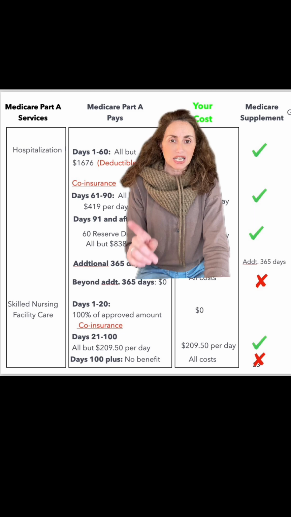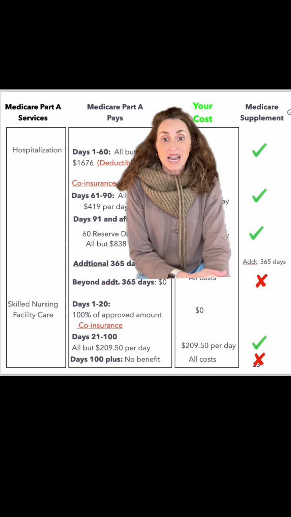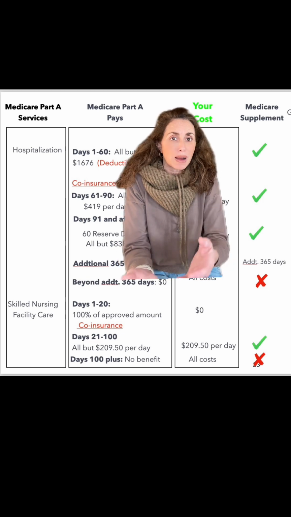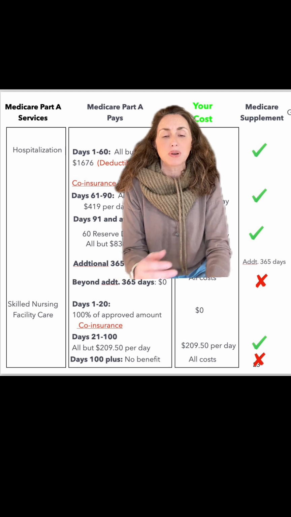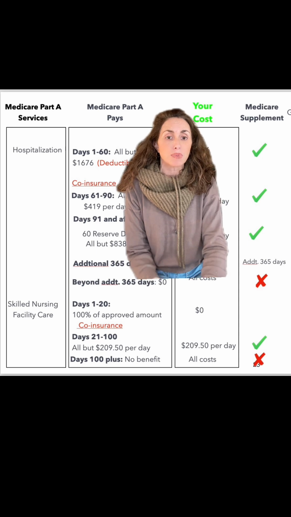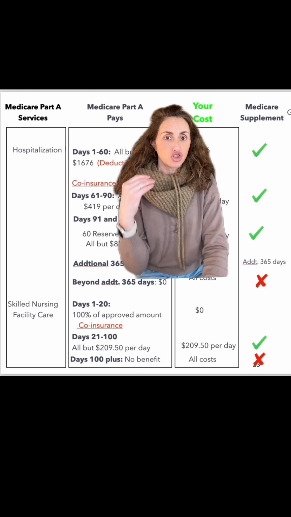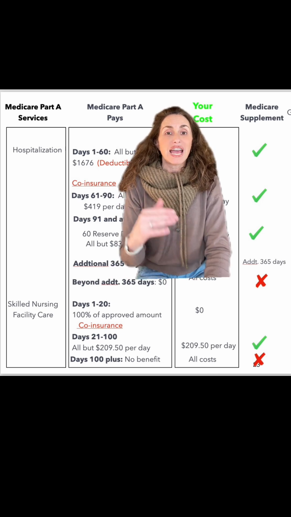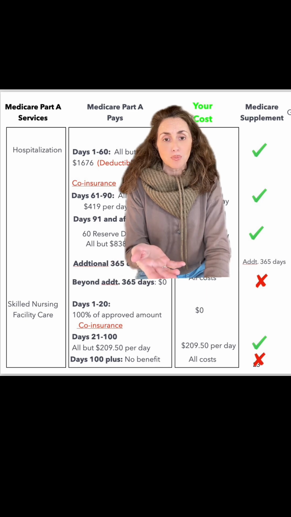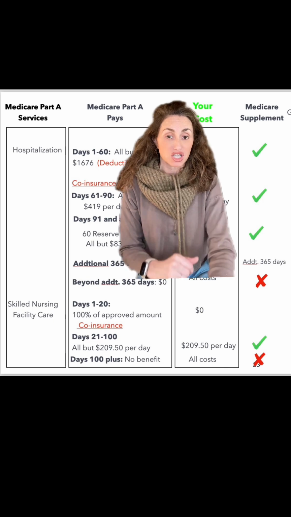So what happens is days 1 through 20, there is no gap. Medicare covers it all. Now, how long you're going to stay is determined by the facility and your needs, but in the meantime, for days 21 through 100, Medicare covers all but $209.50 a day, but because you have G, it's covered, you pay nothing. After 100 days, you're on your own. Medicare's not going to cover skilled nursing care for you in a facility.